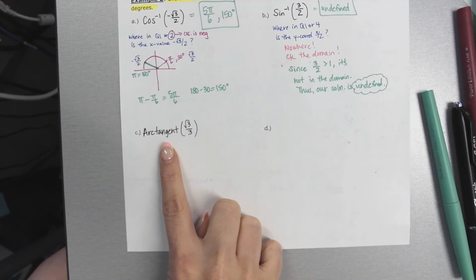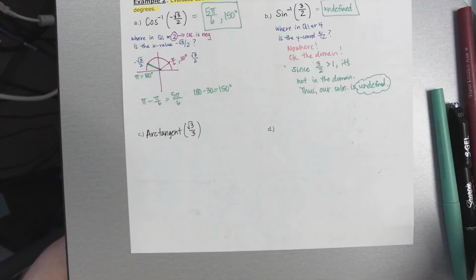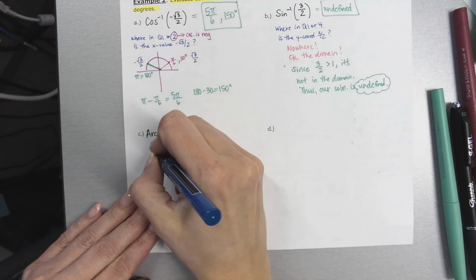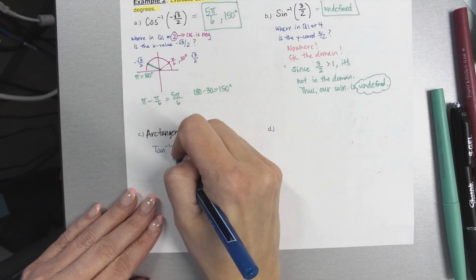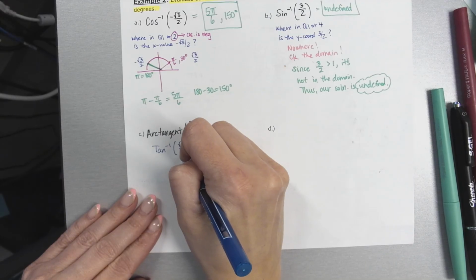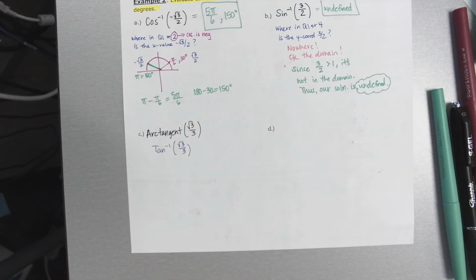All right, now for this one, it's the arctangent. So this is just another way to write the tangent inverse. So this is the same thing as the tangent inverse of root 3 over 3. Guys, I need you to focus for this stuff. This isn't easy.